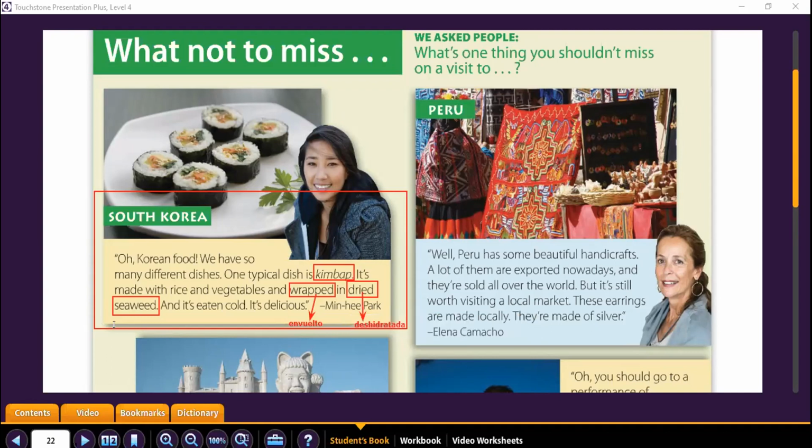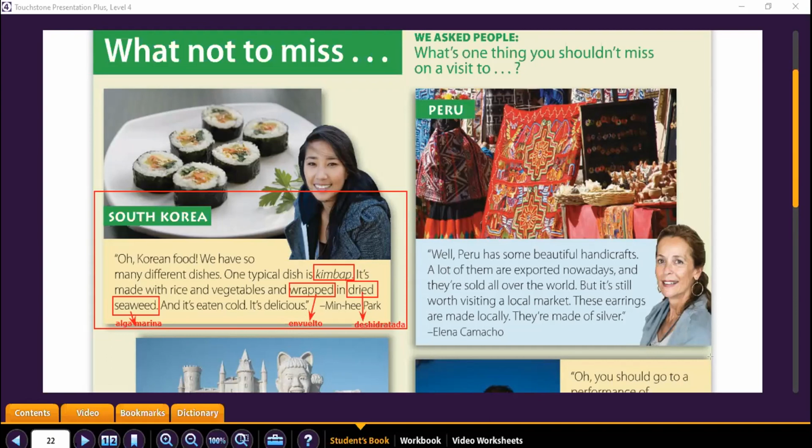En seaweed. Ahora sí va la parte que me dijiste. Es del alga, es una alga marina. Sí, está compuesta esta palabra de dos partes, ¿no? Sea, que sería del mar, y weed, que sería el alga. Seaweed. Es decir, esa cubierta negrita que tiene la comida, esa es del alga marina. And it's eaten cold, it's delicious, nos dice aquí, ¿no? Nos está explicando cómo está hecho este kimbap.